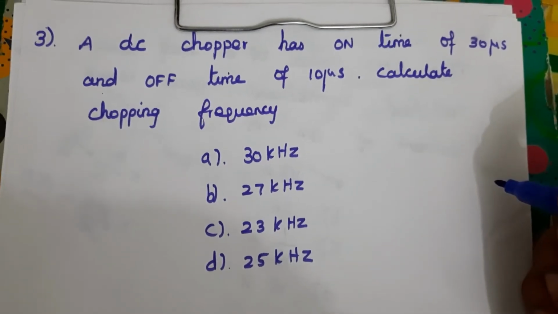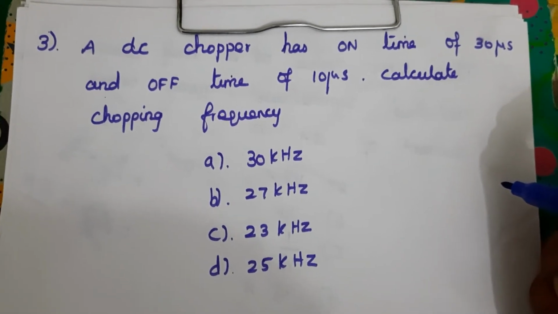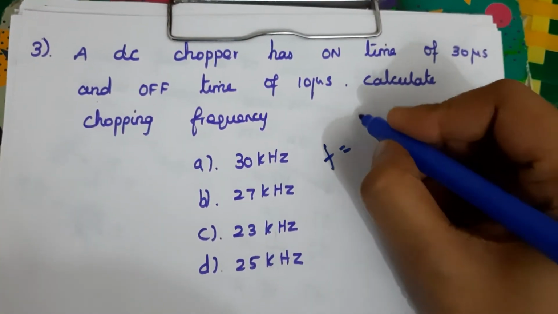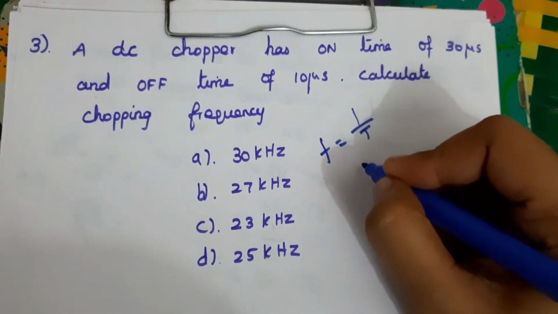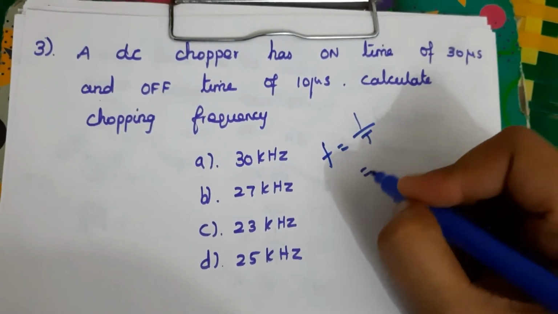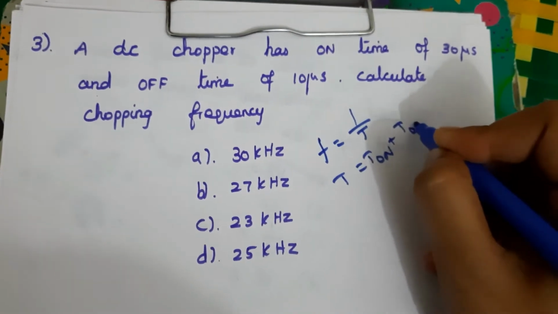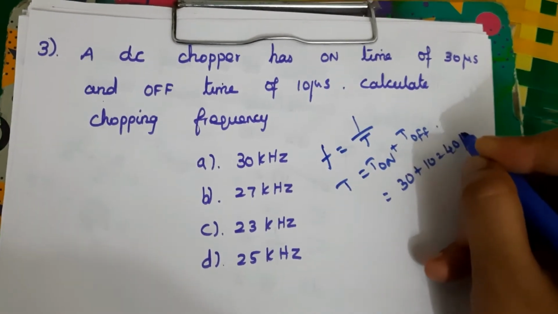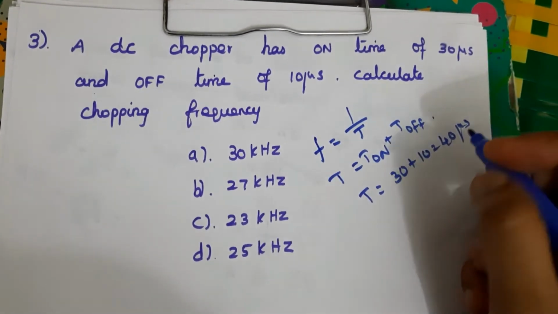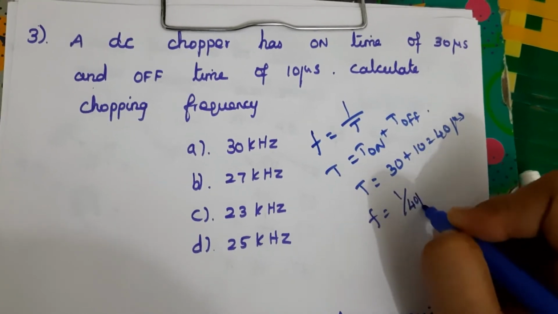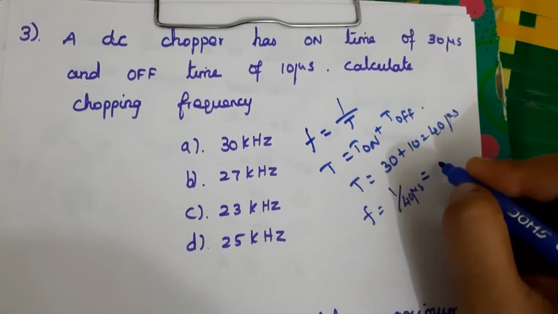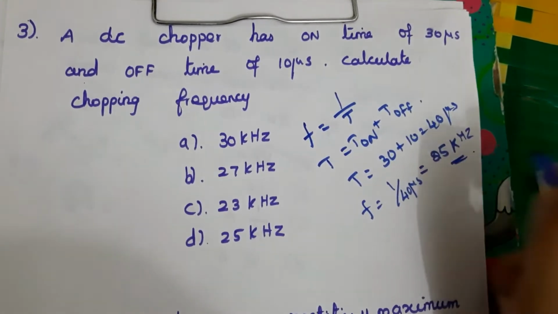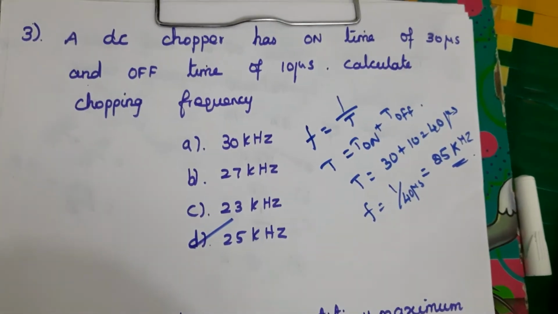Next question, a DC chopper has on time of 30 microsecond and off time of 10 microsecond. Calculate chopping peak frequency. We know the frequency is the reciprocal of the time period, and this is the total time period. So total time period T is equal to T on plus T off. So we get 30 plus 10, 40 microsecond. T is equal to 40 microseconds. So F is equal to 1 by 40 microsecond. Solving this, we will get 25 kilohertz. So here the answer is D, 25 kilohertz.